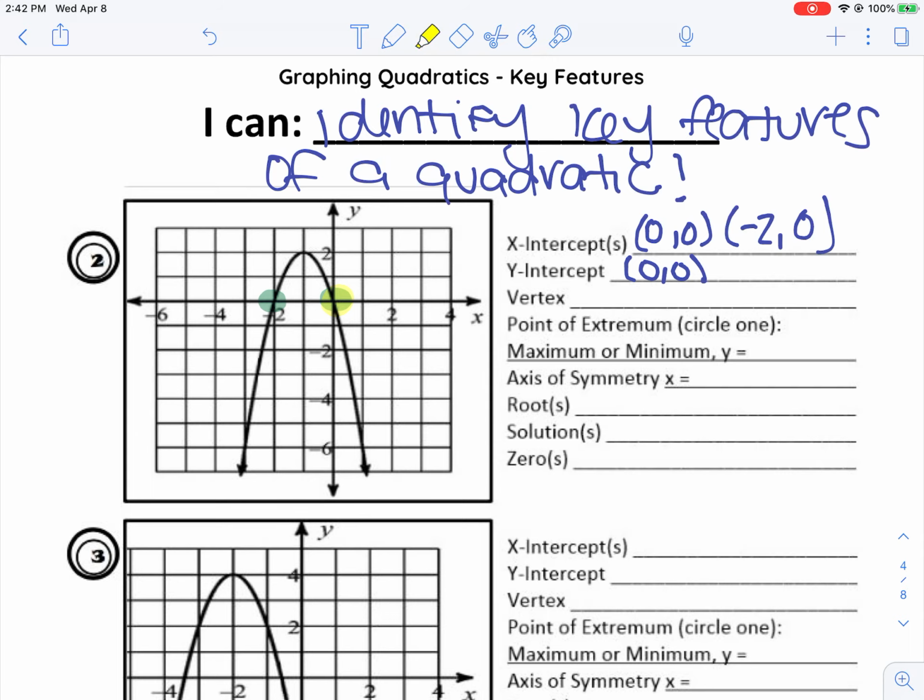In this case, when I look, it's actually at (0, 0) as well. So sometimes you might share x and y-intercepts, and that's a-okay. Remember your vertex, that is the highest or the lowest point on your parabola. So if I look at this, I see that I have a maximum here. It is at (-1, 2). So the point of extreme, that would be the maximum. In this case, they're asking for what the y value is. It would be 2.